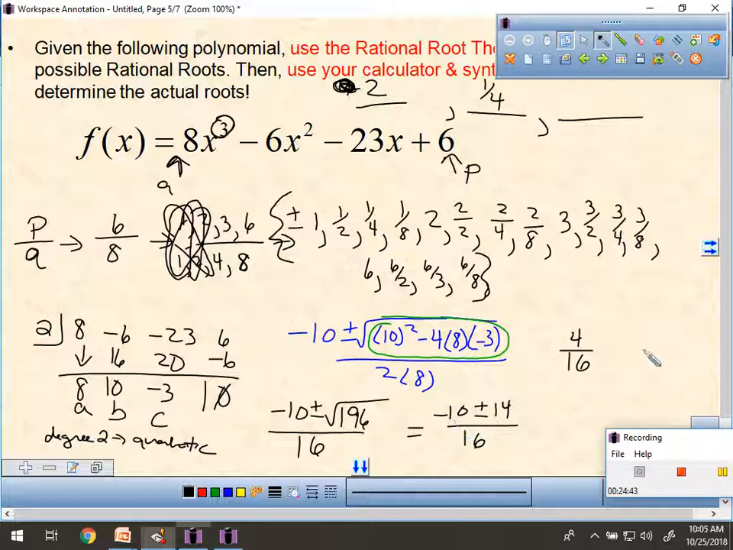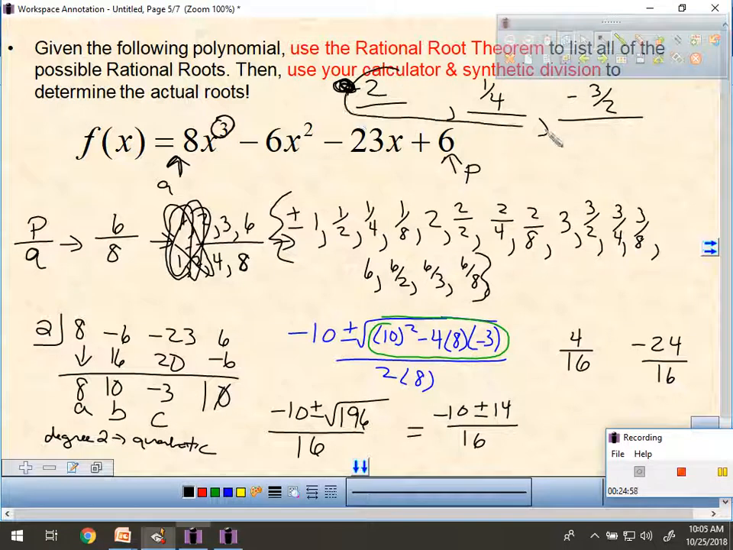-10 minus 14 is -24 over 16, which reduces to, I think, -3 over 2. Yeah, I think that's right. And so that would be my 3 answers right there. And that's it. That's all that you've got to do. So I know it seems repetitive, but that's all you do each time for those problems.